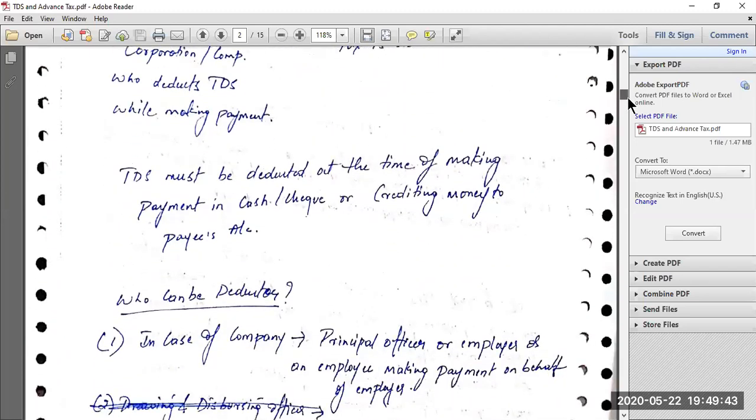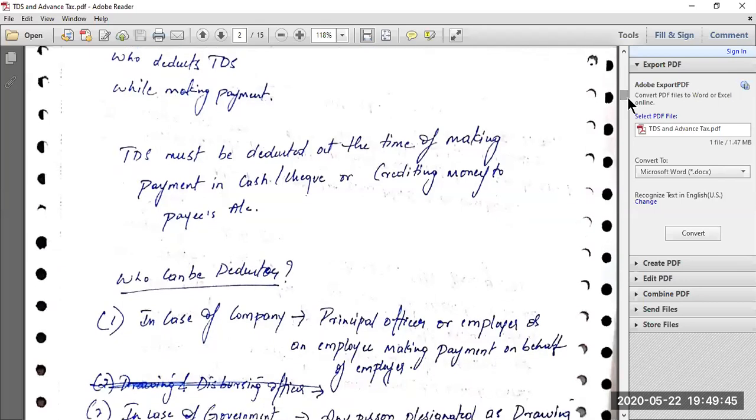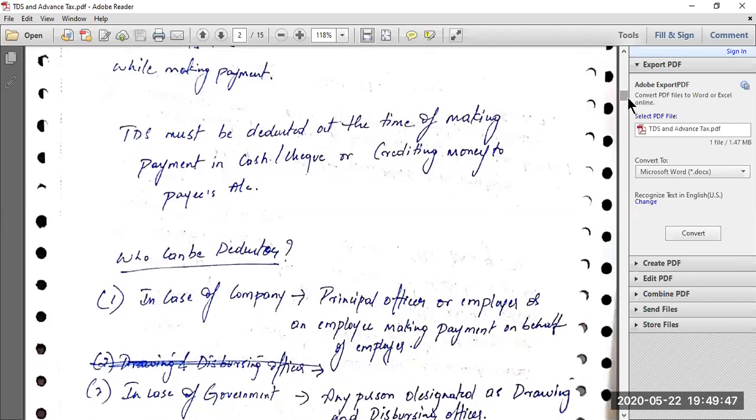Now let us understand who can be a deductor. TDS must be deducted at the time of making payment in cash, check, or crediting money to the payee's account.